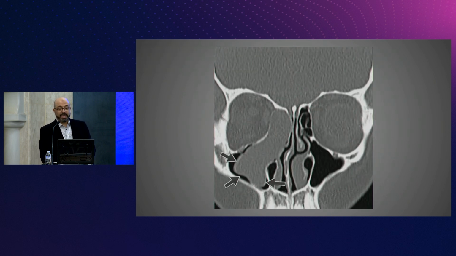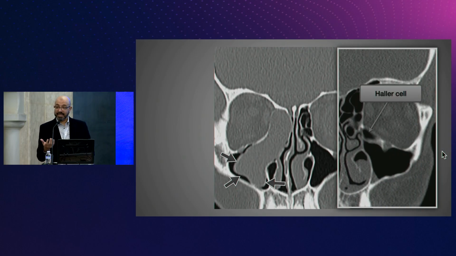So this lesion is actually going into the anterior ethmoidal air cells and inferiorly into the maxillary sinus. So it has communication between both sinuses. How can we make sense of that? Haller cells, who said that? ENT surgeon here. Well done. Haller cells. So Haller cells are infraorbital ethmoids. So from the anterior ethmoid air cells, sometimes you can get Haller cells.